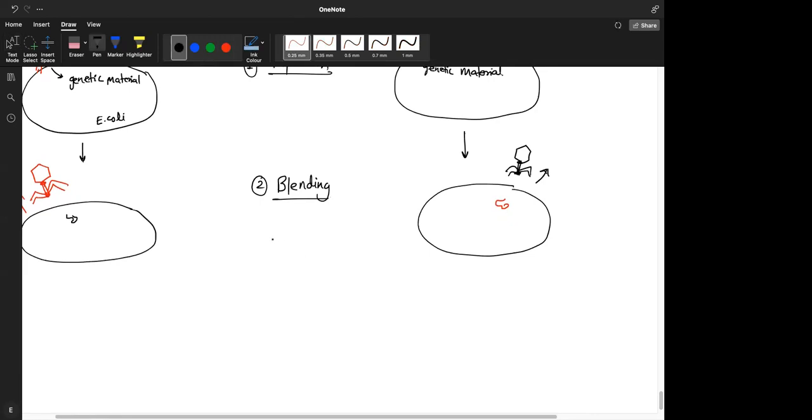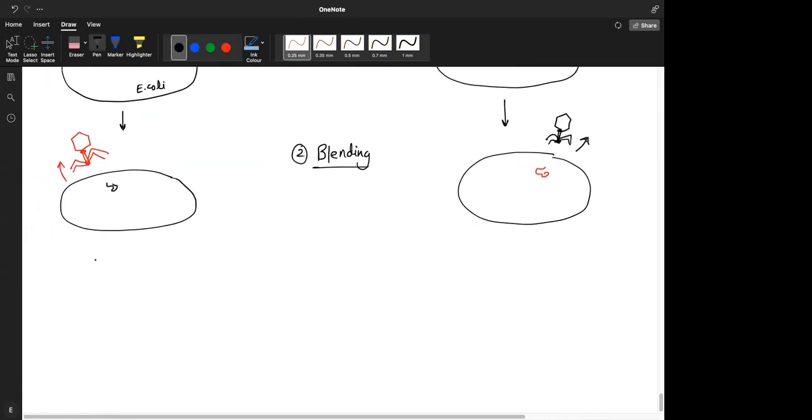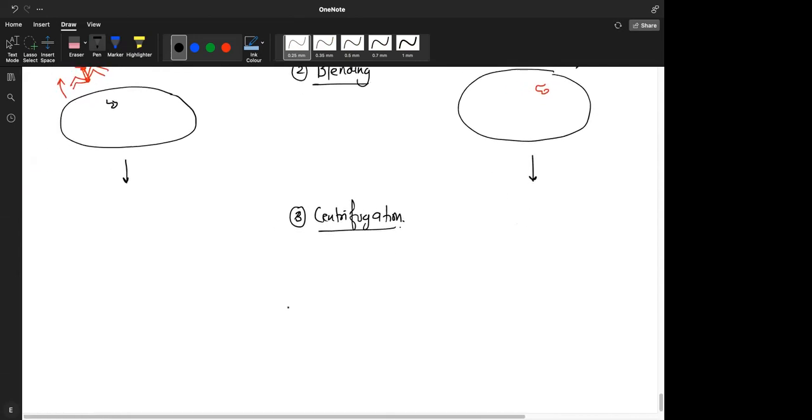And then in the third step, you do the centrifugation. Do you know what centrifugation is, everyone? Centrifugal force, centripetal force. No, separating particles from solution. Separation of particles and solution.